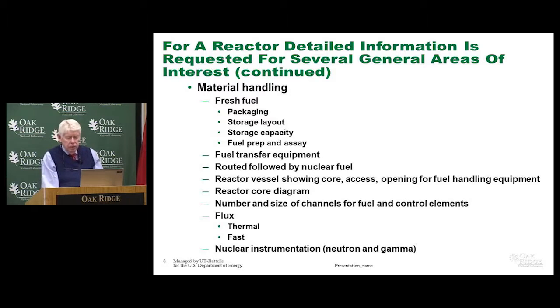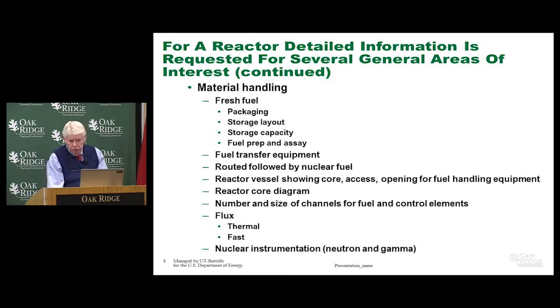And then the number and size of channels for the fuel and control elements. In some research reactors, as an example, the fuel and control assemblies may actually be one assembly. The control actually may be a part of the fuel assembly. It also may be a case where the fuel is actually removed as part of the control process rather than using an absorber, as an example. They would like to know these unique features that might differ from, say, a power reactor, where for typical power reactors, this kind of information is well known.